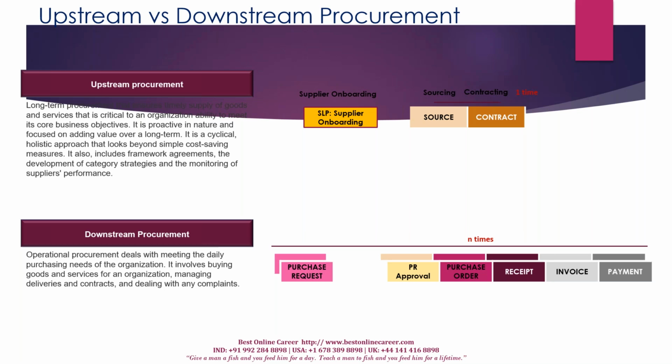Why? Because you look at this particular definition. You look at the definition of what is upstream, what is downstream, because that is the major thing of Ariba. Downstream operational procurement deals with meeting the daily purchasing needs of the organization, and so on. All of you will say, Manoj, yes, it's some heavy technical word, but we are not getting any idea. That is theoretical knowledge. If all of you read the meaning of upstream and downstream over here, you won't get a single idea.